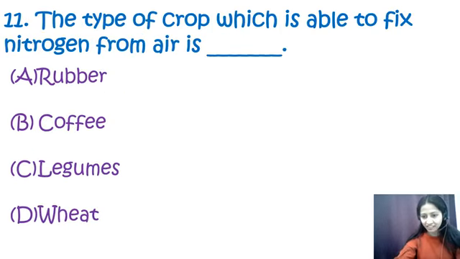So question number 11. The type of crop which is able to fix the nitrogen from air is, options are rubber, coffee, legumes, and wheat. So over here my correct option is number C, that is legumes. The type of crop which is able to fix nitrogen from air is the legume plants such as peas or beans. The bacteria which help in this is the rhizobium, and this process is known as nitrogen fixation. So option number C is correct over here.